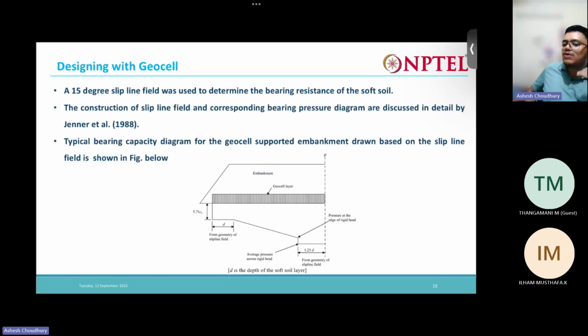What is 5.71 CU? 5.71 CU is our elastic limit. So below 5.71 CU, it's plastic, right? Below means, if the bearing pressure of that place is less than 5.71 CU, that means when load comes, the soil there will be in a plastic state.